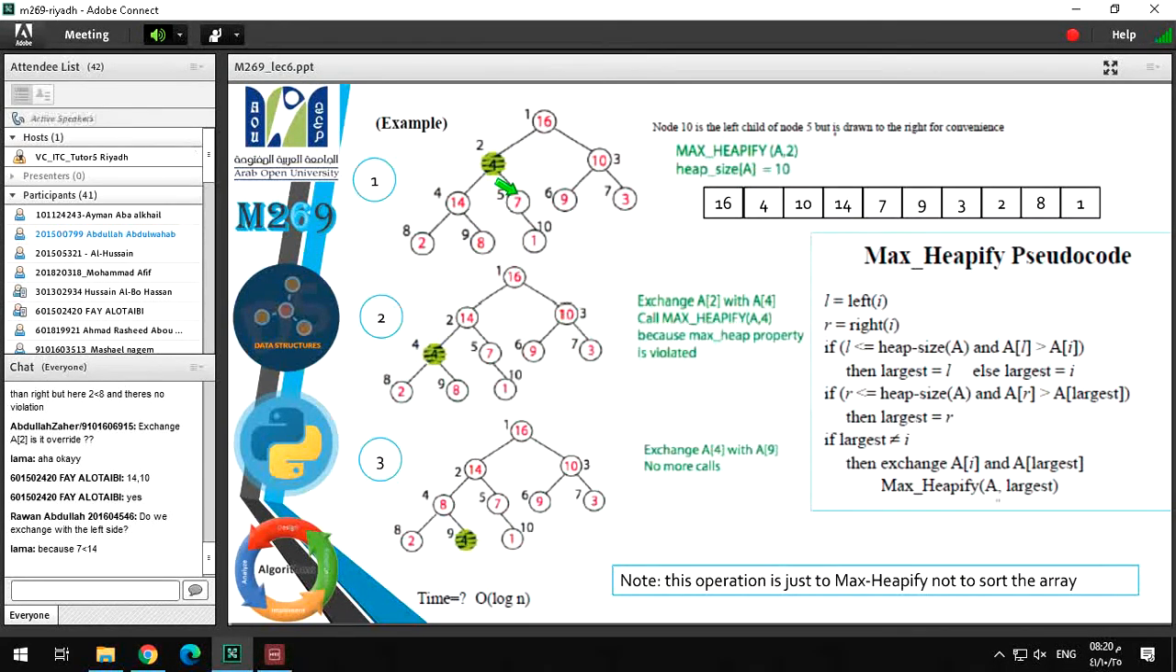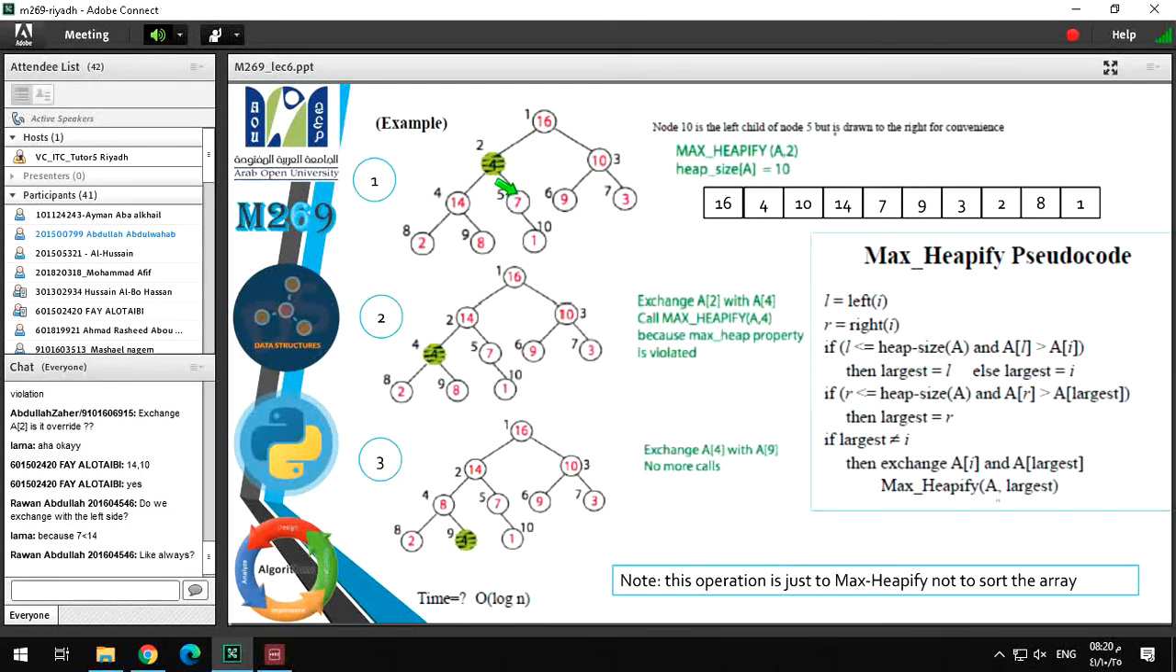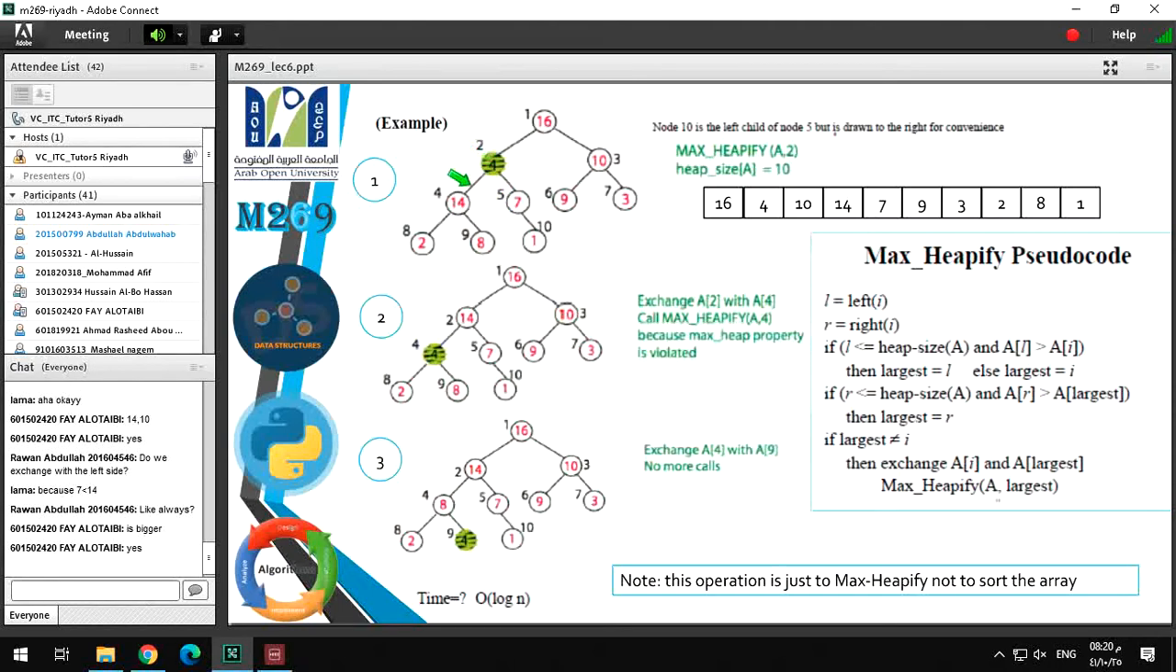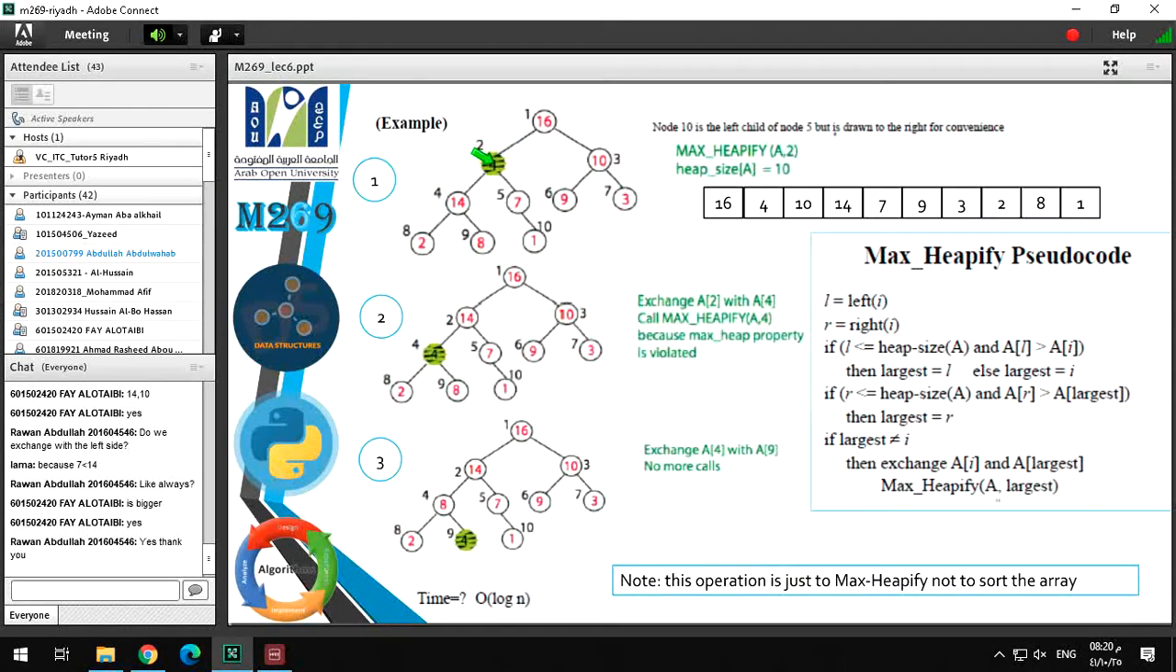This is a question to answer Rawan's query. It is because 14 is bigger than 7. So if you want to replace the value 4, you want to replace it by either 14 or 7, you must replace it with the bigger. So that's why we choose 14. You got it, Rawan? So you have 4, 14, 7. We have to choose one of them to replace the 4 with. So we choose 14 because 14 is bigger than 7.